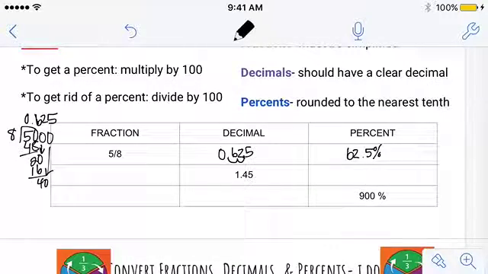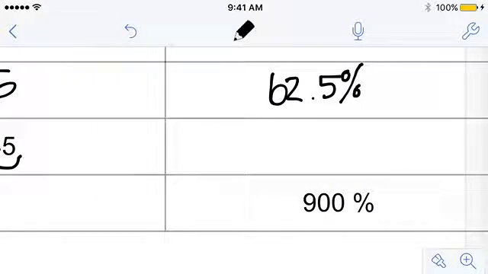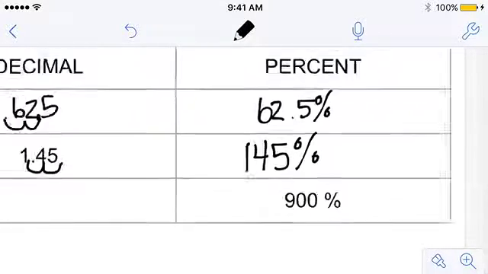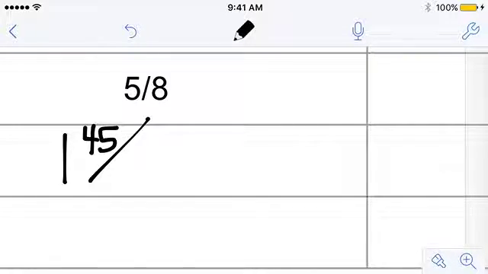Decimals are a little easier to convert. When we convert decimals to percent, we do the same thing. Go from the decimal point 2 places over, and that gives us 145%. And then when we convert that decimal to a fraction, we take the whole number, we keep it, and then that 45, or 0.45, that 5 lands in the hundredth spot. So we make it 1 and 45 over 100, but you do need to simplify.